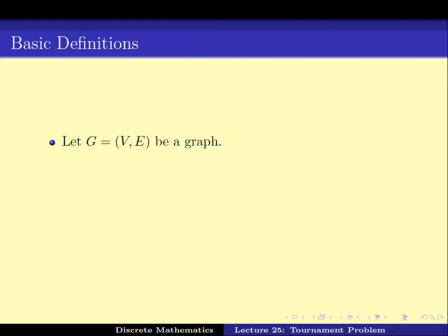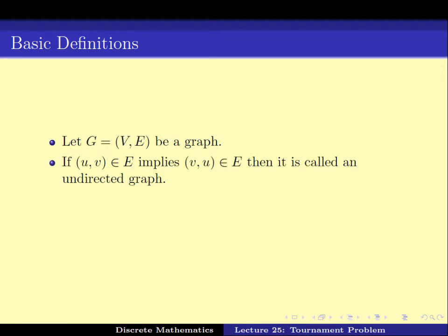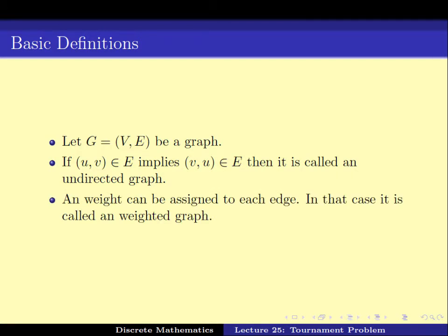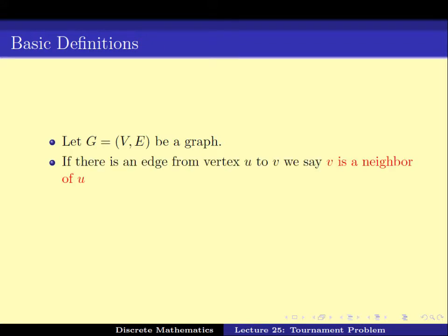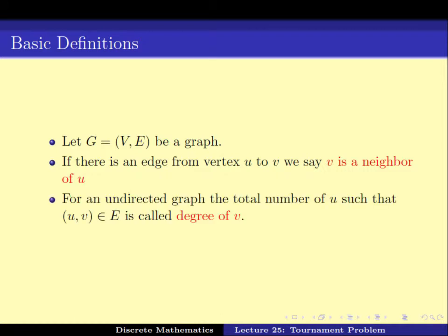Now there are some basic definitions of graphs. First of all, if UV is an edge and that implies that VU is an edge, then the graph is undirected. And we can also have weights on the edges for our need, as and when we will need it. Also, if there is an edge from U to V, then we call V a neighbor of U. And in an undirected graph, the number of neighbors that V has is called the degree of V.